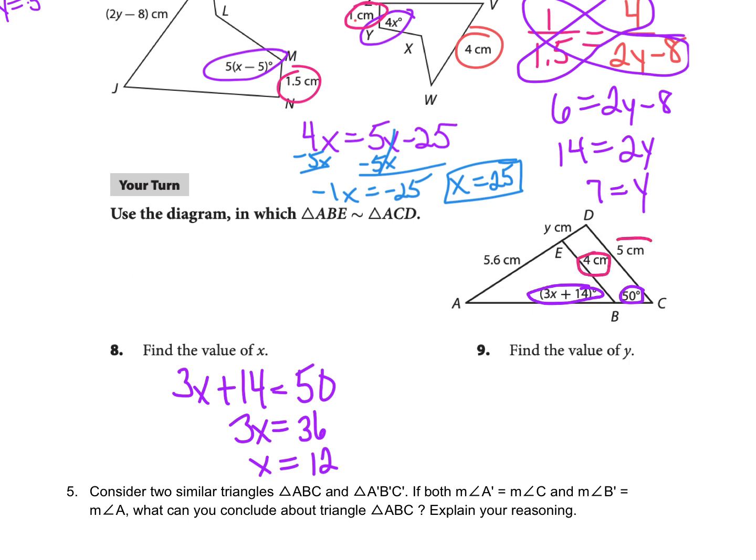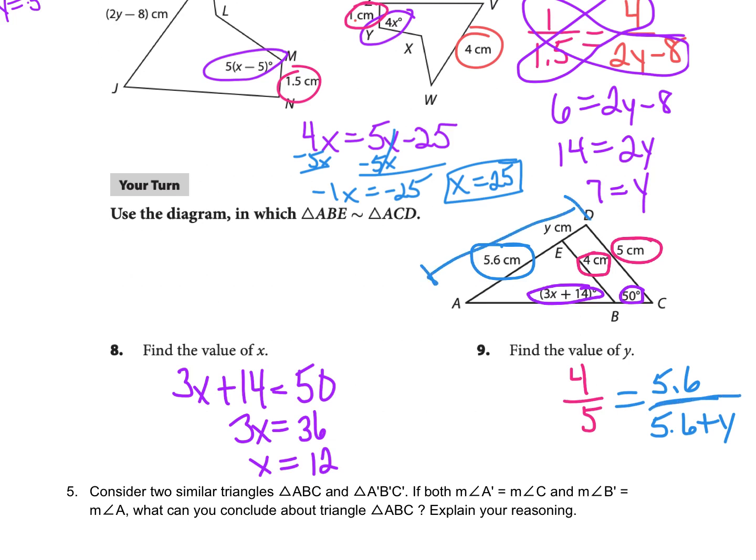So this is to this, right? Small is to big. Little is to big. Now this side, I need you to pay attention here. The small side is 5.6, right? The big side is 5.6 plus y. You see that big side has to be all of that.